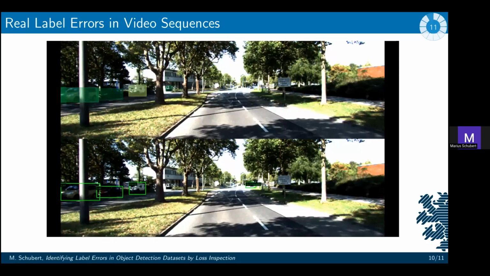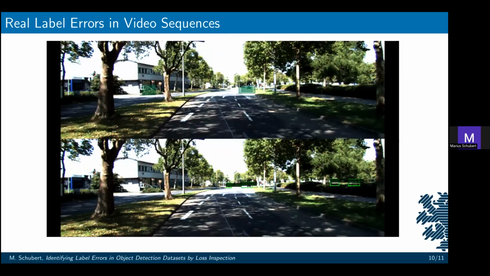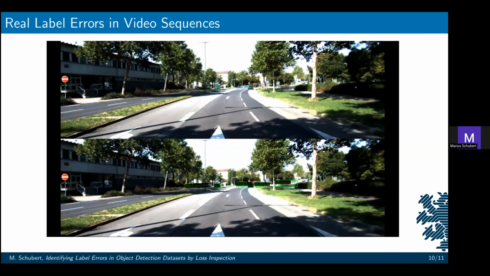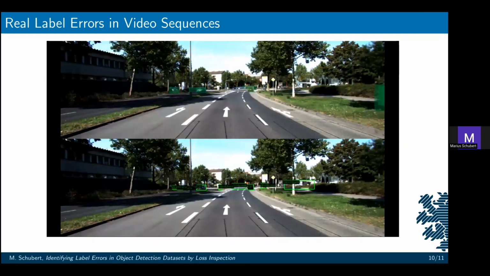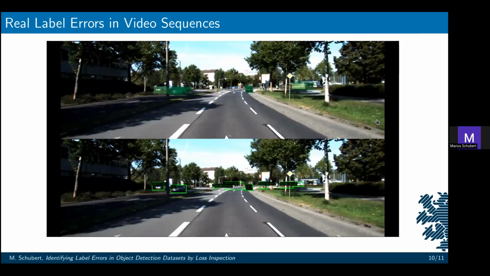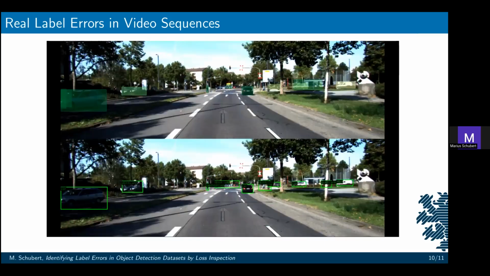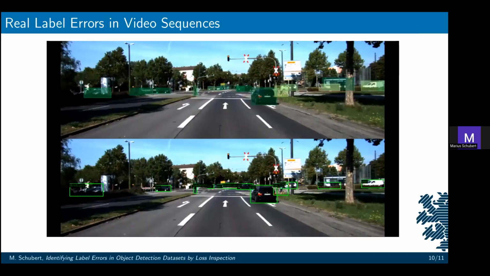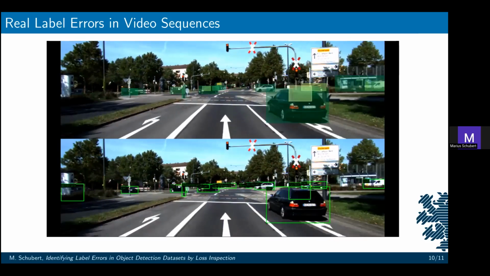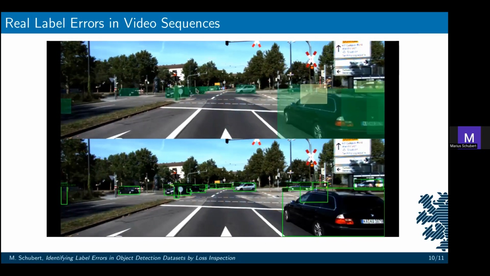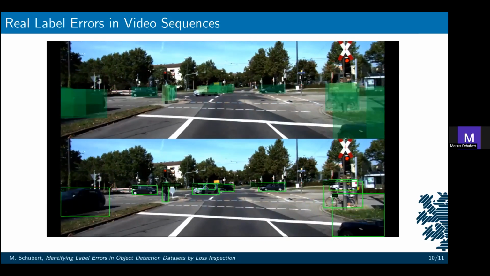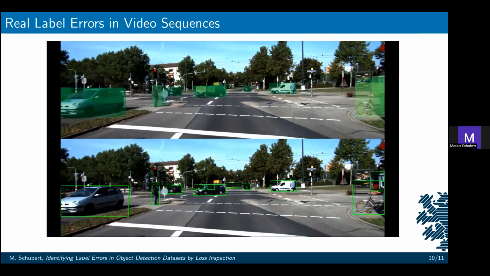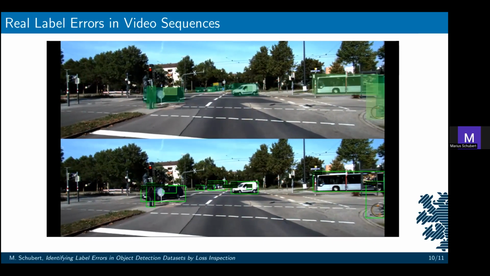And here in this video, you can see the labeled images at the bottom and the label error proposals at the top. So green means that there is no label error, and red means that there is a label error. In a moment, a bus is coming from the right side, driving in front of these parked cars in the back. And the parked cars are then no longer visible, but they are still labeled. That means that they are actually spawns.